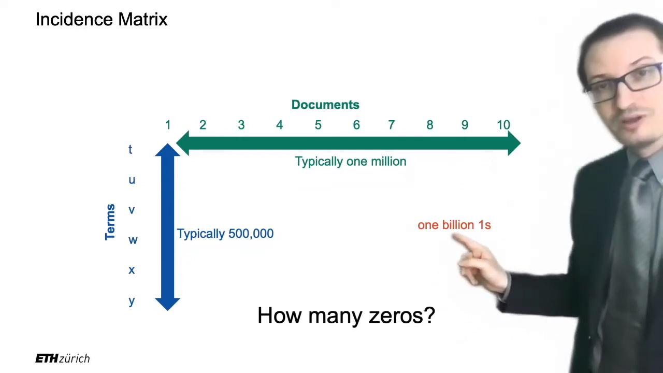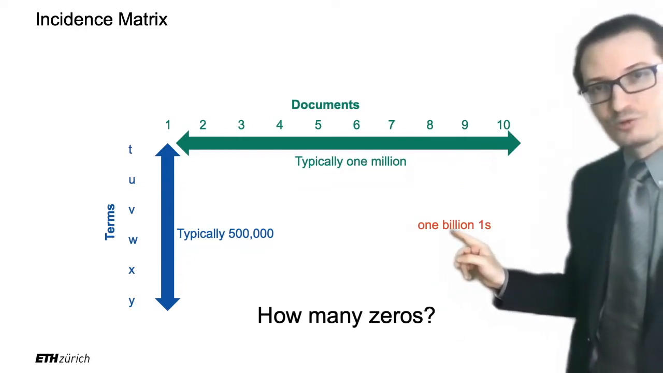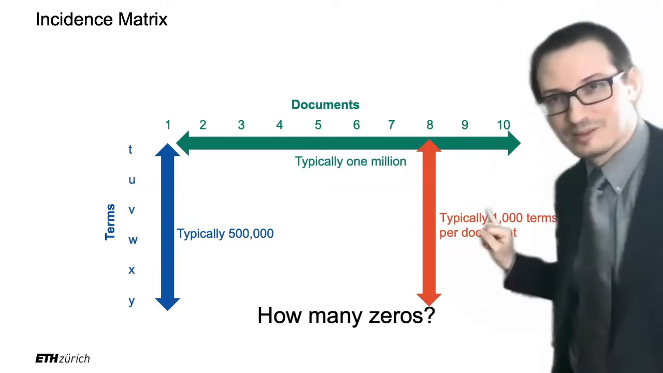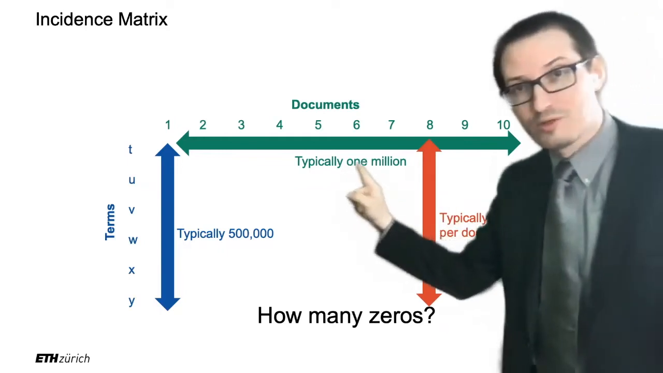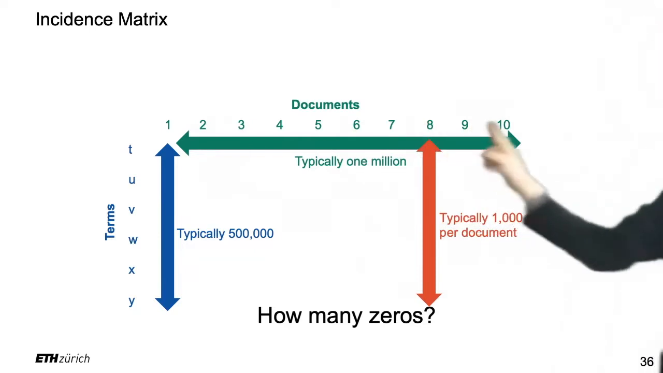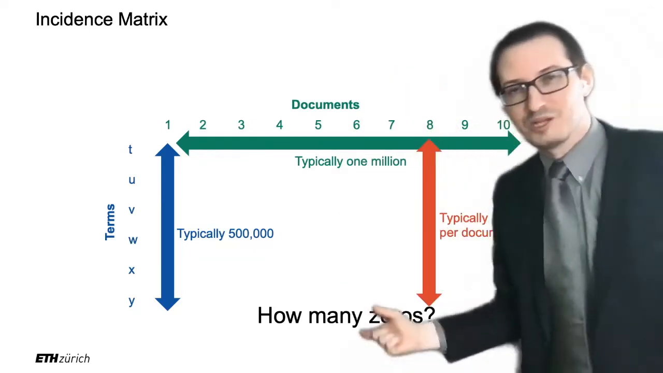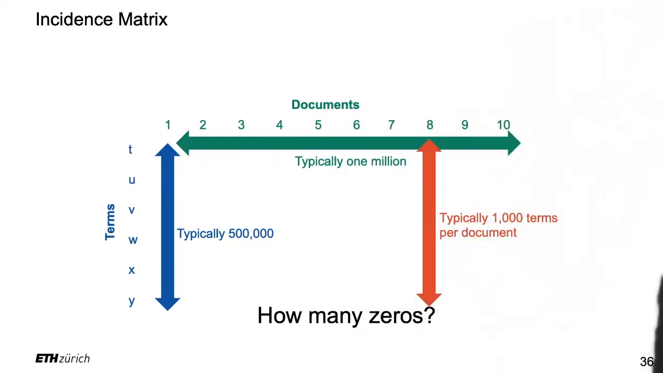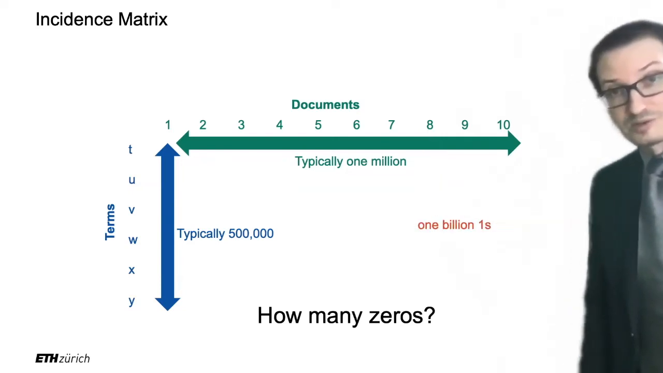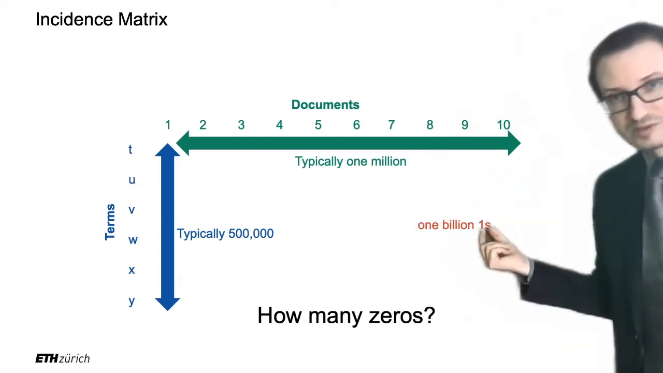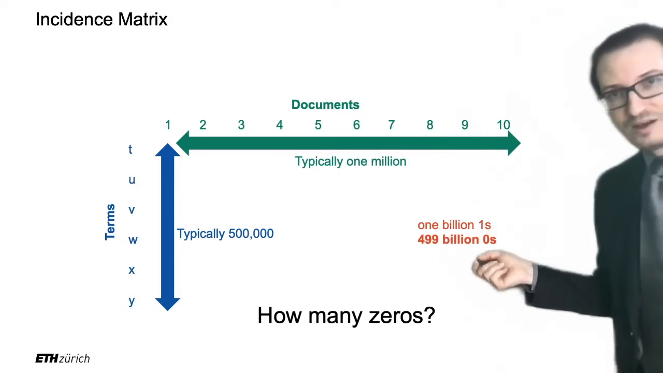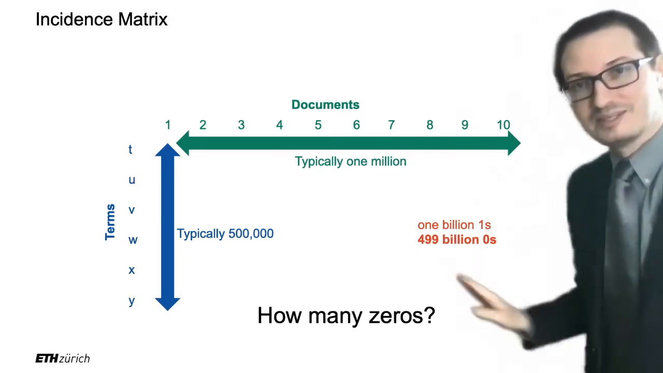So in total, if you do the math, there's going to be 1 billion ones. How did I get that? I multiplied the 1,000 right there with a million right there. So there's a million documents, and in each one of these million documents, there are 1,000 terms, so it means 1,000 ones. So we have 1 billion ones in there, and that means that we have 499 billion zeros.